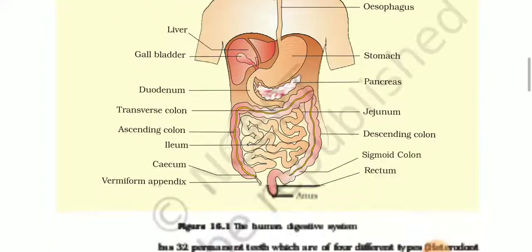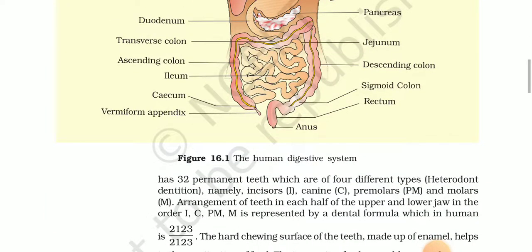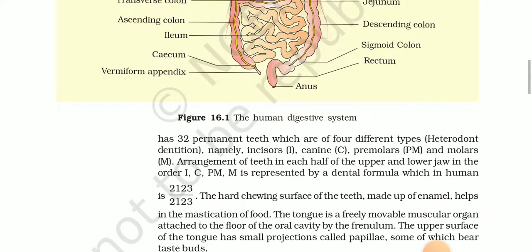An adult human being has 32 permanent teeth which are of 4 different types: heterodont dentition, namely incisors, canine, premolars and molars. Arrangement of teeth in each half of the upper and lower jaw in the order ICPMM is represented by a dental formula which in human is 2123.